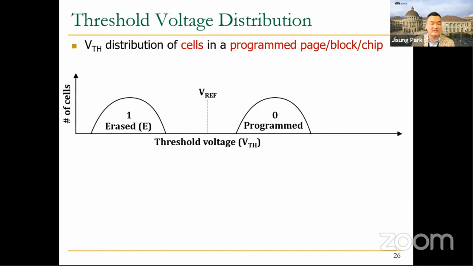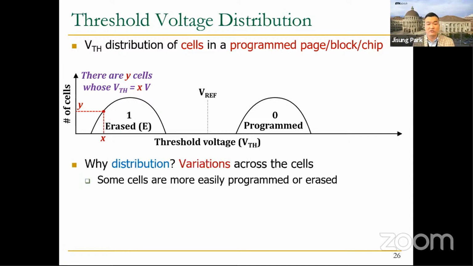In fact, this is a graph that plots the number or the fraction of flash cells in a programmed page or block that have a certain threshold voltage value. So each coordinate x, y indicates that there are y cells in the page or block whose threshold voltage level is x volts. And why do we show the distribution? It is because there are significant variations in physical characteristics across the cells.